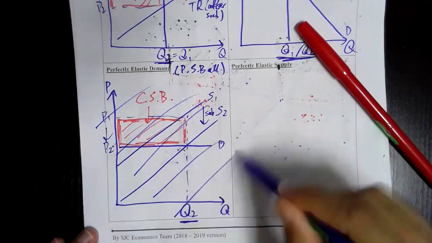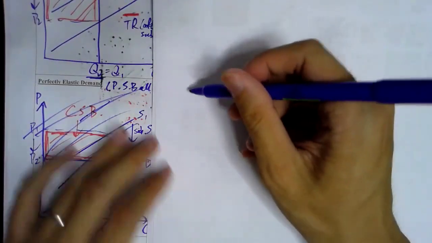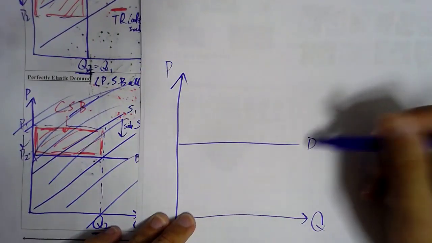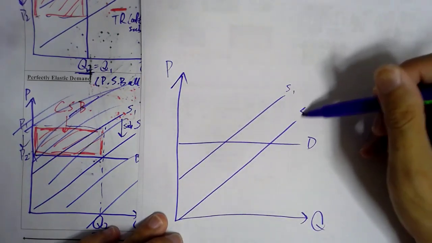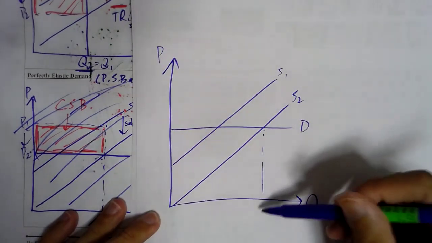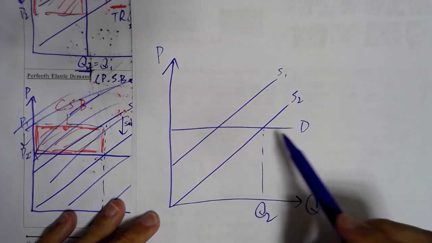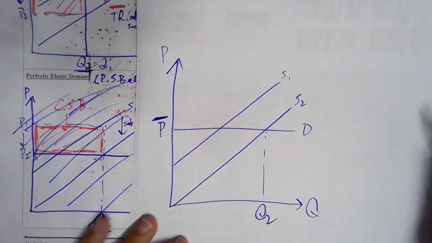I'm still half asleep, I'm so sorry. Okay, perfectly elastic demand. Let's do it again. Perfectly elastic demand should be like this. This curve is not drawn wrong. Demand like this, and then we have our supply one, and we have our supply two. Now I realized I got one thing wrong, so sorry. This is Q2. Has price changed? No. I got this wrong earlier. So there is no change in price.